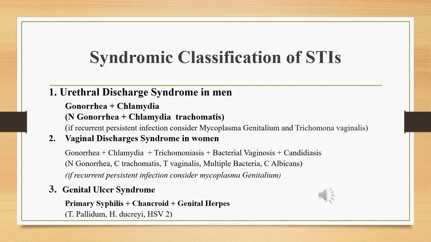Syndromic classification of STIs. On syndromic methods, STIs are classified as urethral discharge syndrome in men caused by gonorrhea and chlamydia, and in case of recurrent persistent infection, by Mycoplasma genitalium. Vaginal discharge syndrome in women is caused by gonorrhea, chlamydia, trichomoniasis, bacterial vaginosis, and candidiasis. Similarly, recurrent persistent infection is caused by Mycoplasma genitalium. Genital ulcer syndrome in men and women is caused by primary syphilis, chancroid, and genital herpes. Chancroid has become rare nowadays.